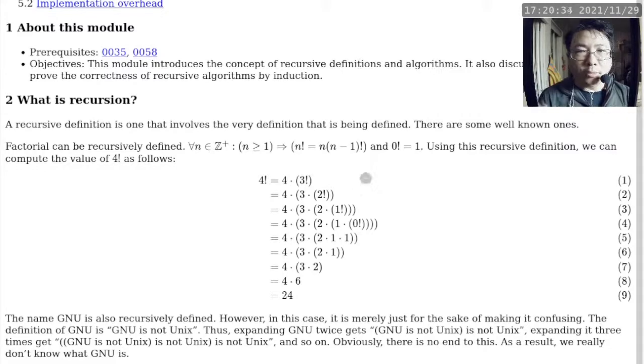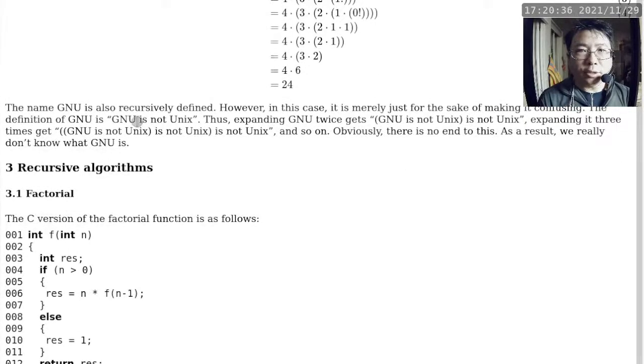So this is a recursive definition, and other recursive definitions would include GNU. For those of you who know what GCC represents, GCC represents GNU C compiler. And so the question is, what is GNU? By definition, GNU is not Unix. In other words, when you expand GNU as an abbreviation into its definition, you get the term again. And then when you expand that again, it becomes GNU is not Unix again.